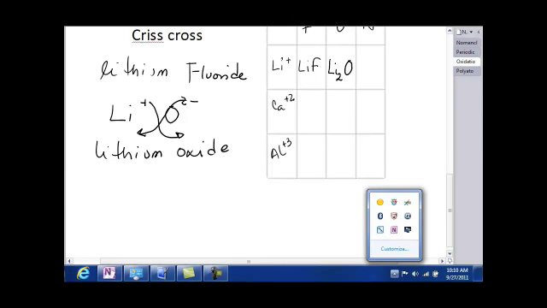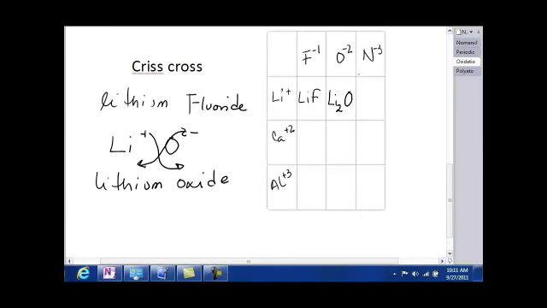Are we okay so far? Are you with me? Yep. Any questions? Okay, let's combine lithium with nitride. What would that formula be? Li3N, and the name would be lithium nitride, and you write it. Lithium nitride. Bottom line, the ending is still IDE.